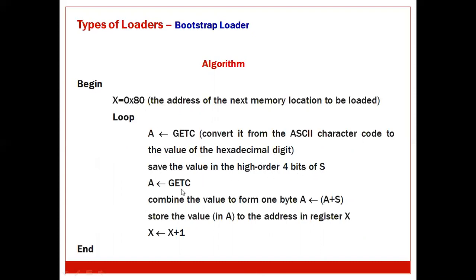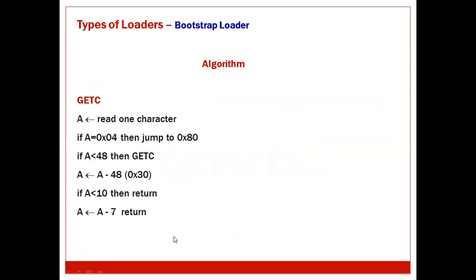Again we will call the subroutine getC, and whatever value we get, we will combine with A now. That is A plus S, we will combine, and then we will store it in the register. Then X will be incremented by 1.